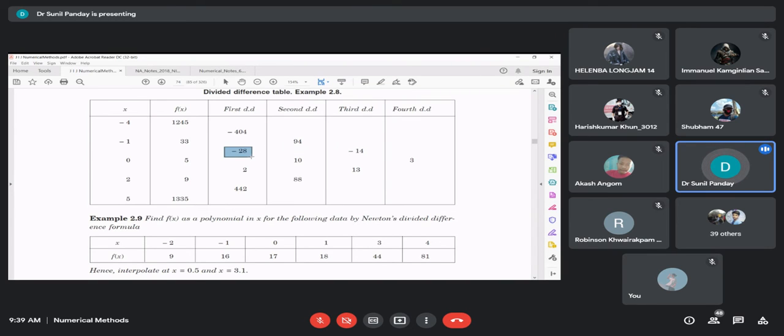So minus 28 minus of 404 divided by 0 minus 4, that is by 4, you will get 94. This minus this, it means 30 divided by 2 minus of minus 1 by 3, you will get 10. And 442 minus 2 divided by 5, you will get 88. And this is the second order divided difference. Then again 10 minus 94 is 84, and 84 is divided by 2 minus of minus 4, it's 6. So 84 divided by 6, you will get minus 14.